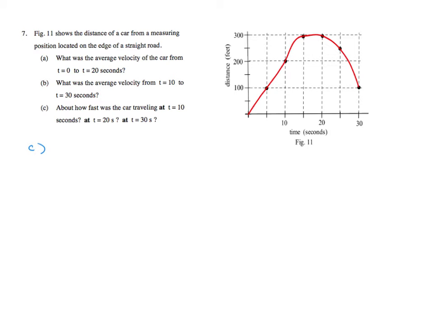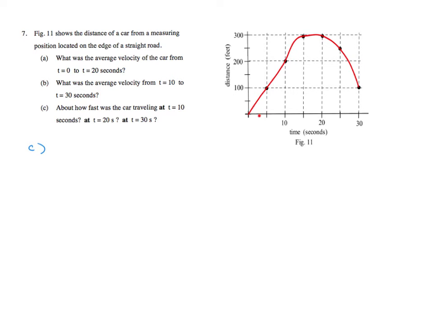For the last part of this problem, we want to find how fast the car was traveling at 10, 20, and 30 seconds. So this is not an average. This is actually going to be at 1 instant. So for example, at 10 seconds, how fast was the car traveling at this point? Now, we're going to approximate this to get an answer as best as we can, but the way I'll do this is by thinking about what a tangent line to the equation would look like here.